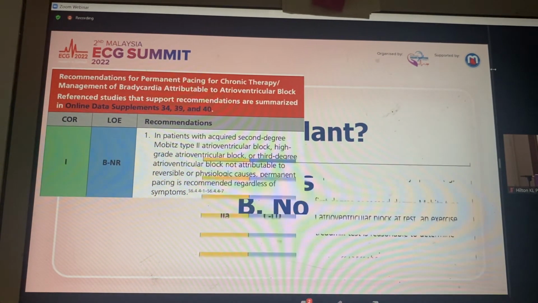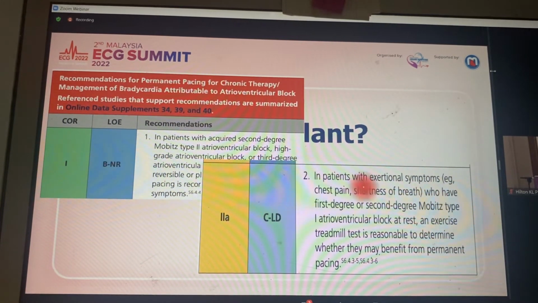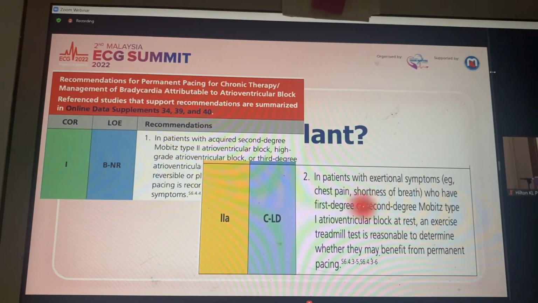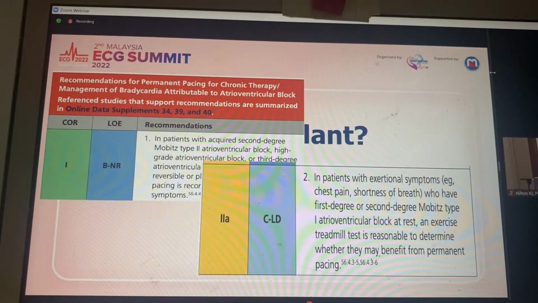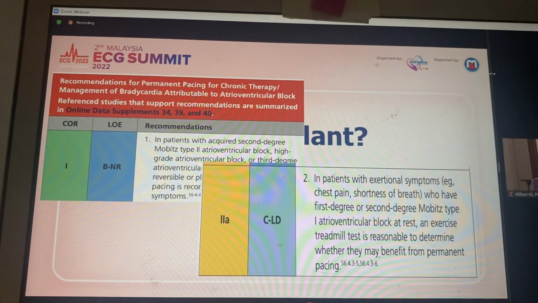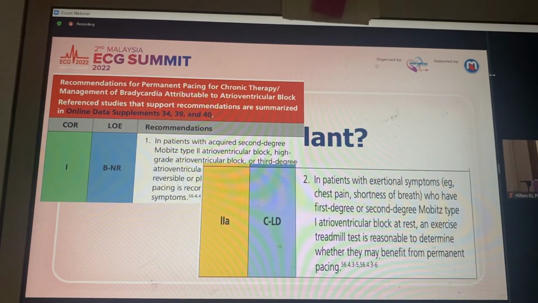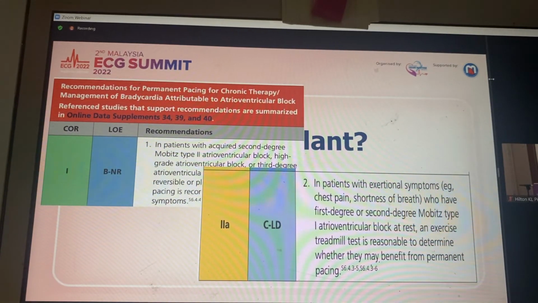And for our patient, we have a 71-year-old with exertional symptoms, complaint of chest pain, or any symptom suggestive of angina, like shortness of breath or chest pain, who has first degree heart block or second degree Wenckebach AV block. A treadmill exercise test will be warranted because you want to know whether it's an AV node block or an infra-nodal block, because that is the indicator of whether the patient warrants a permanent pacemaker or not.